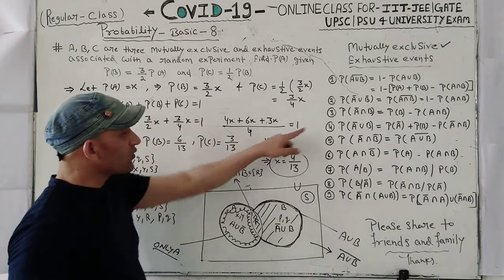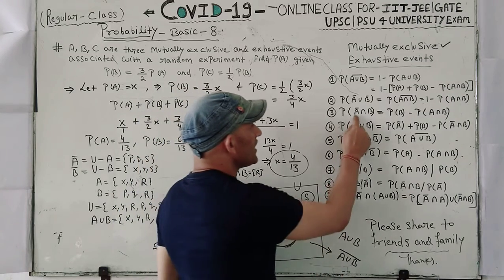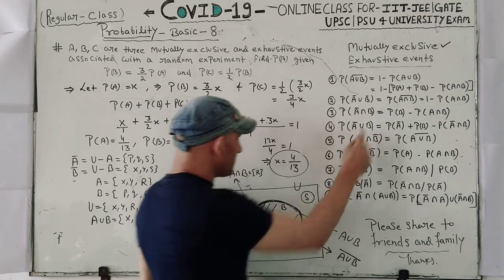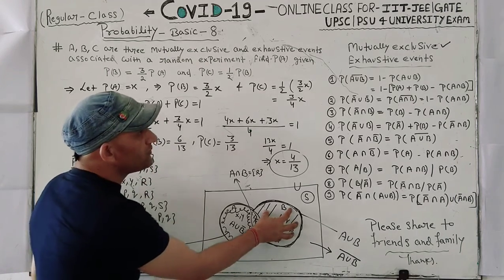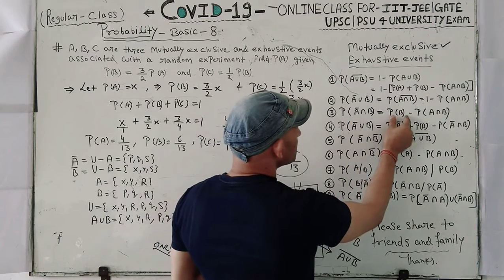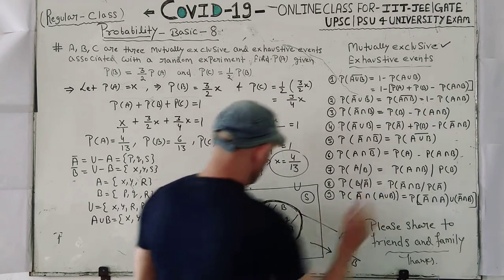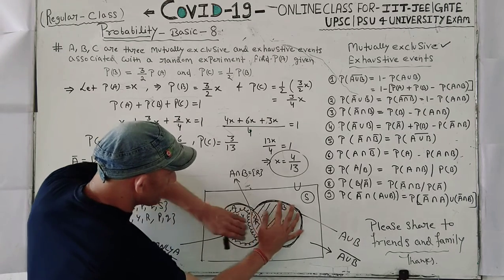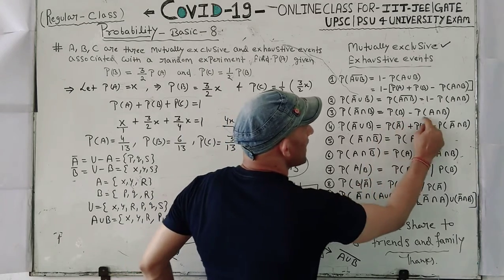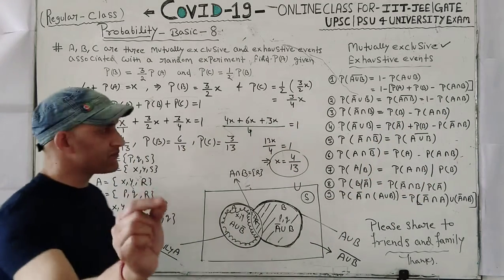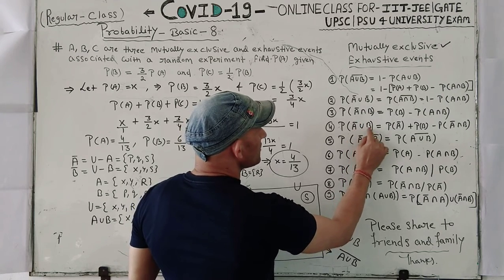Now the third one is the probability of those students who are A complement intersection B. A complement intersection B means only B. So in this condition, from B we have to remove this part, this common part. Very simple.